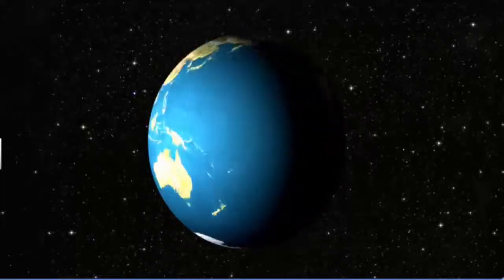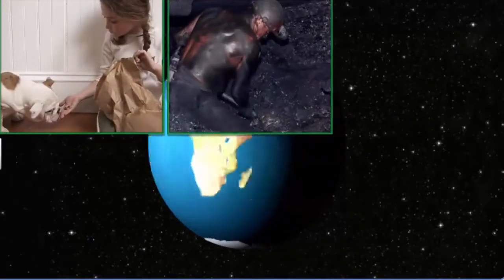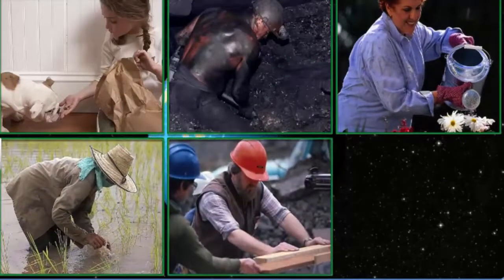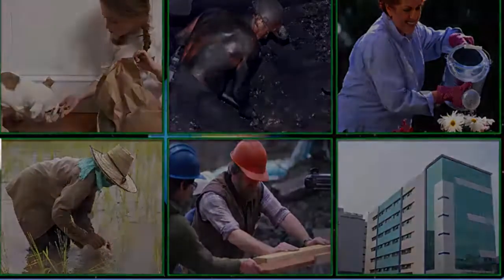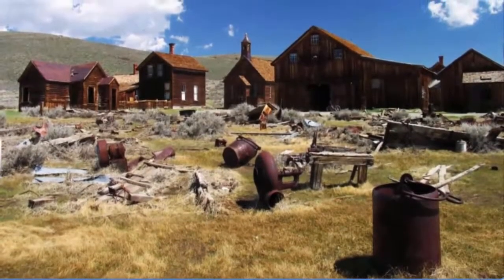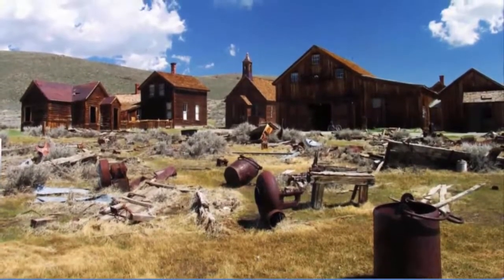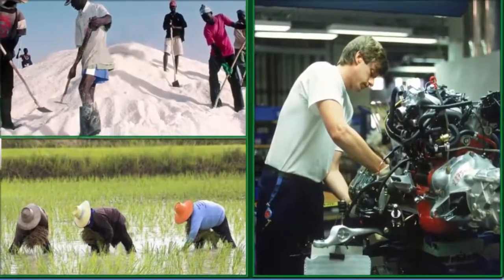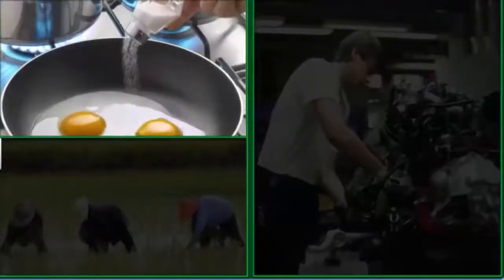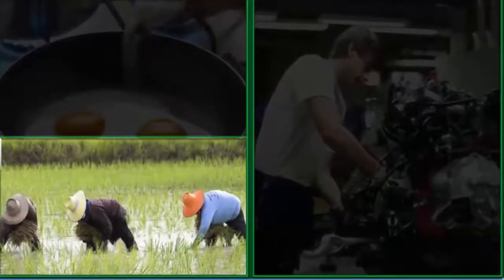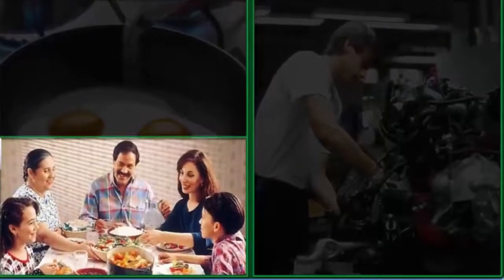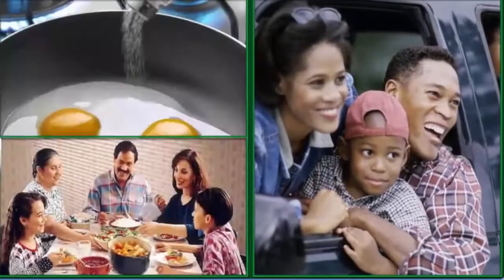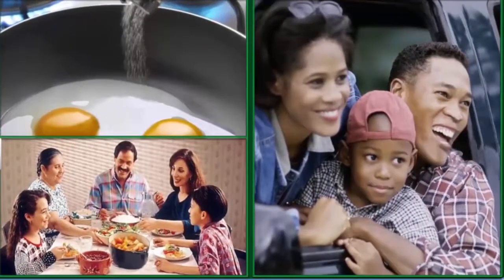Our planet Earth. Imagine it without human beings. People are producers and consumers of resources. We are, in fact, the ultimate resource.